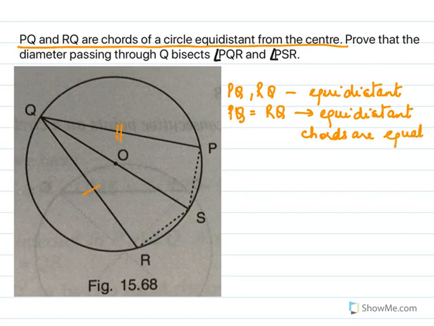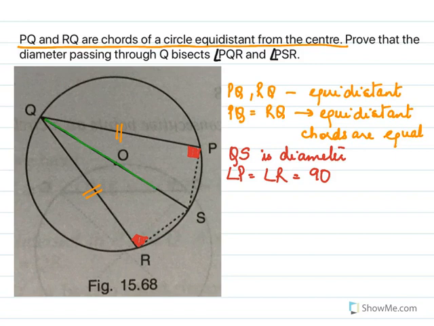So I have these two are equal. Now we have the diameter. So we have angle P is 90 and angle R also will be 90. So since QS is a diameter, angle P equal to angle R equal to 90. And we have QS common. So QS equal to QS, common. So the triangles are congruent by RHS.